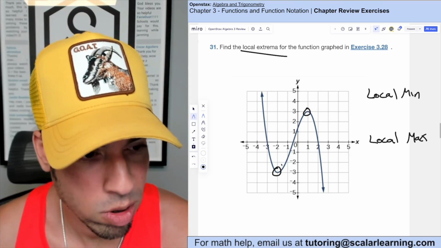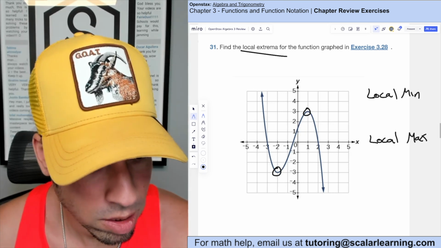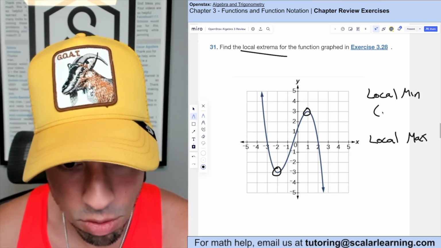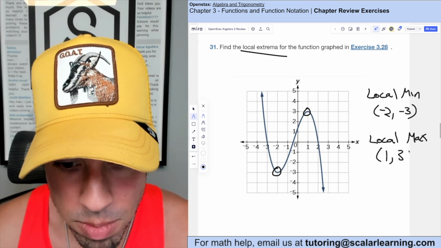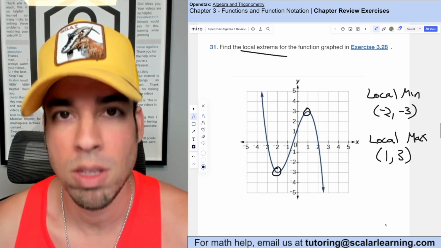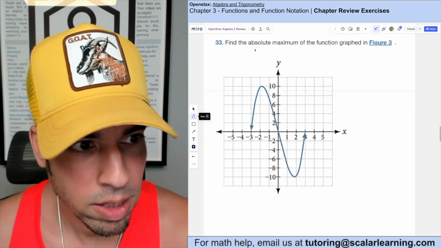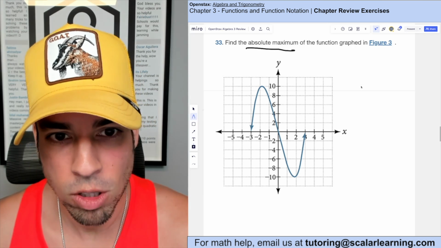Now let's put in the coordinates. So my local minimum looks like it's occurring at (-2, -3), like so. And my local max is occurring at (+1, 3), like so. Boom, done. So for number 33, we're asked to find the absolute maximum of the function graph below.